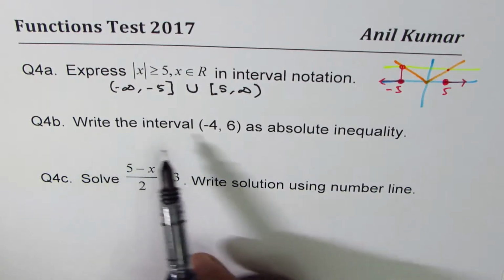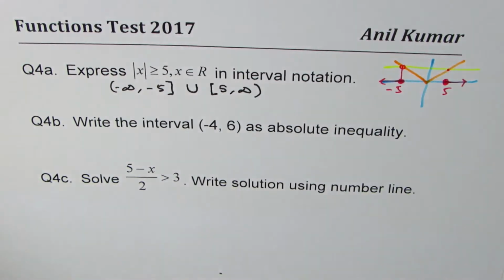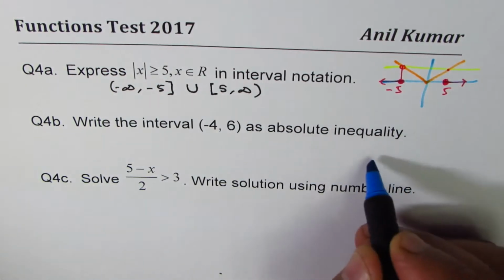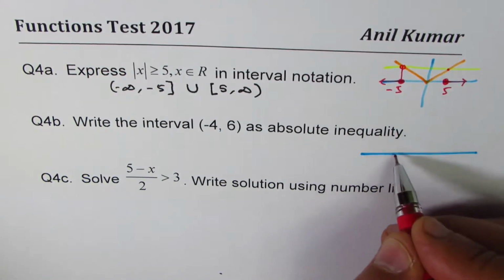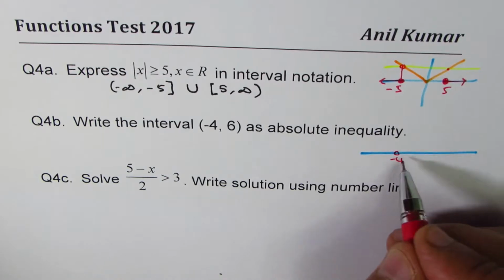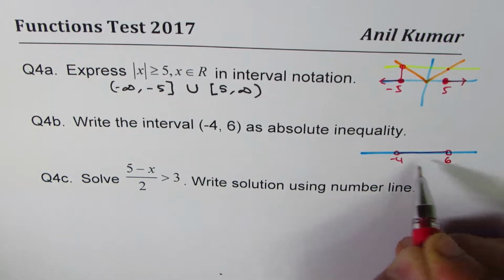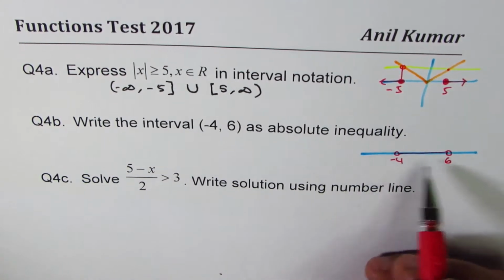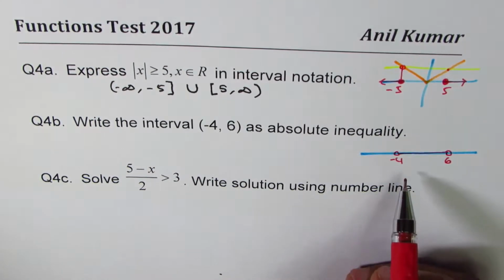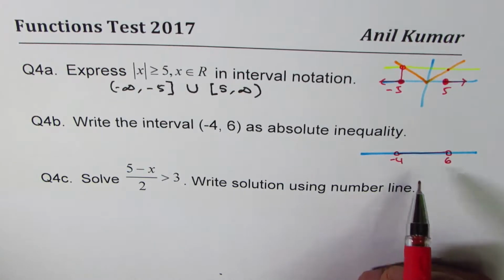Part B is write the interval from -4 to 6 as absolute inequality. Let's try to understand this. What we are saying here is that we have an interval which is from -4, not included, and 6. We have to write this as absolute inequality, right? How do we find this out? This is very tricky. You can pause the video, try it out, and then look into my suggestions.